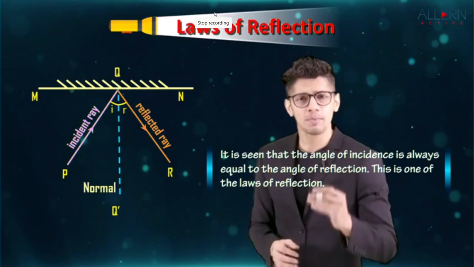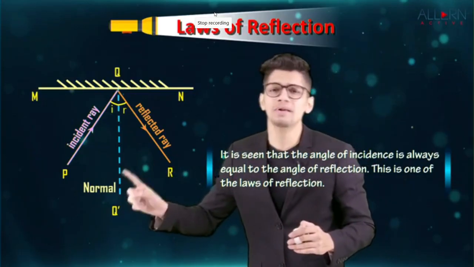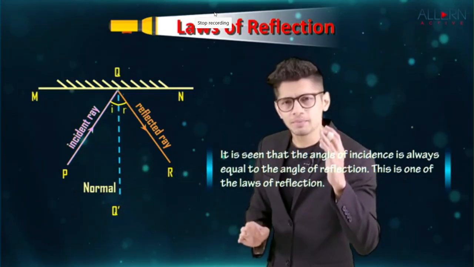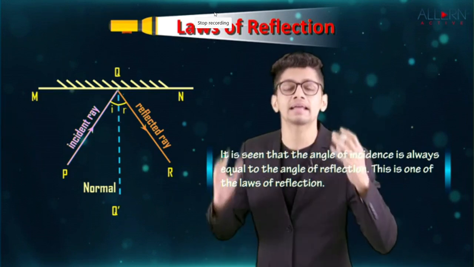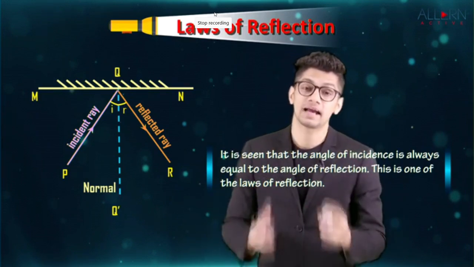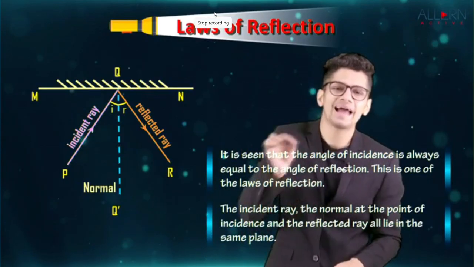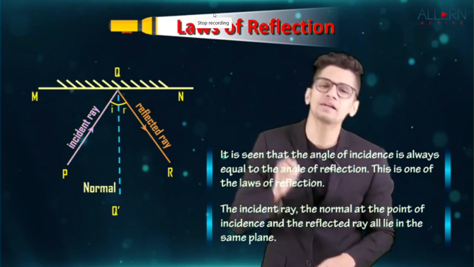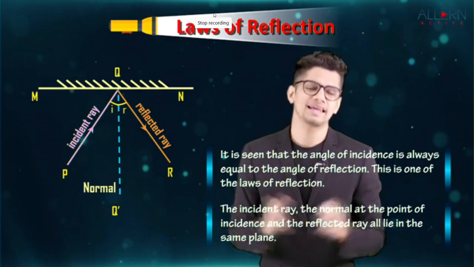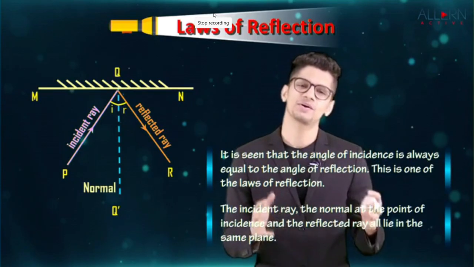Now when we talk about the reflected ray, the normal and the incident ray, always remember that they always lie in the same plane, and that is the second law of reflection. So the incident ray, the normal at the point of incidence, and the reflected ray all lie in the same plane. So these were the laws of reflection.